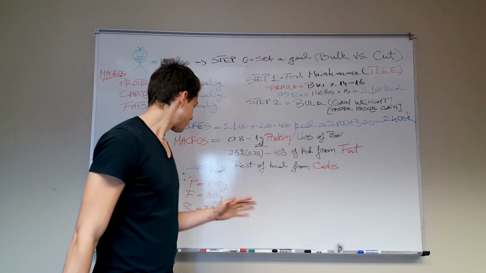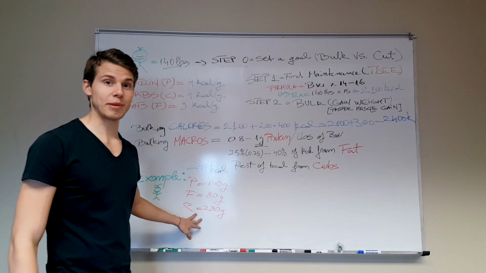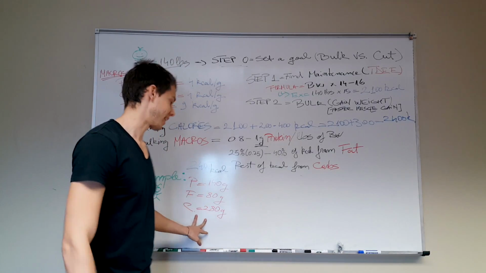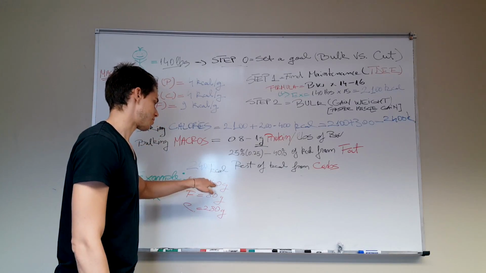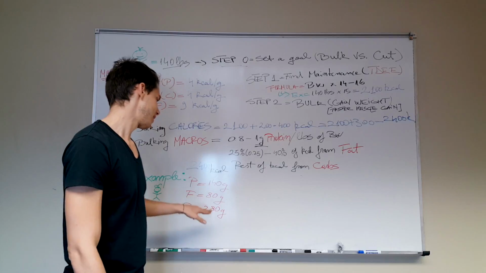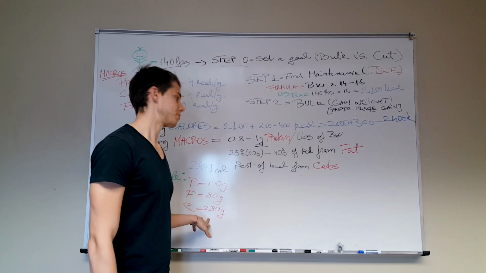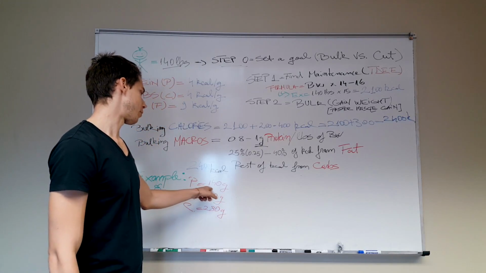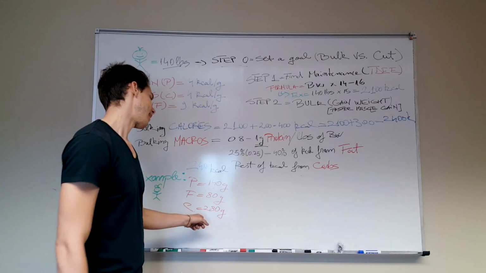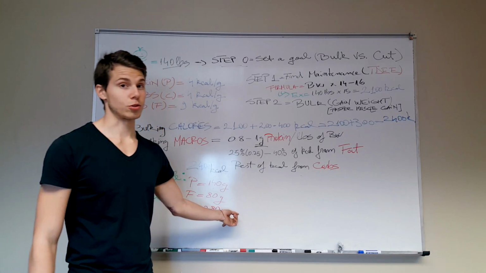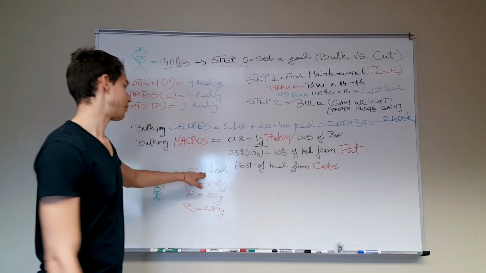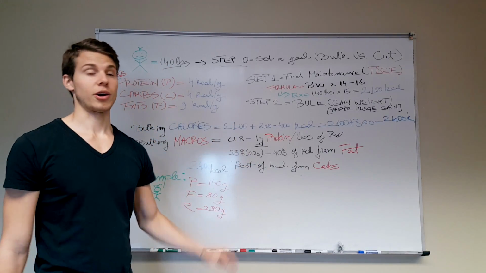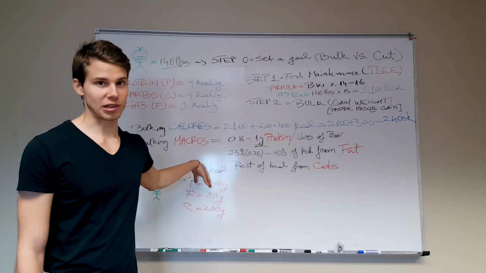Okay, so we have determined our bulking macros and we are all set up for the start of the bulk, because we have 140 grams of protein, 80 grams of fat, and 280 grams of carbs. If you multiply the protein by 4, the fats by 9, and the carbs by 4, it's going to give you a total of 2,400 calories, which is how we've set up our macros for our calories for bulking.